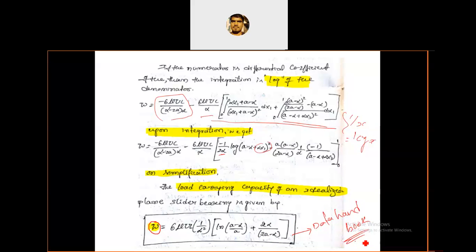Here it is very simple. Just rearranging and applying the integration, we get the load carrying capacity of the plane slider bearing with fixed pads.